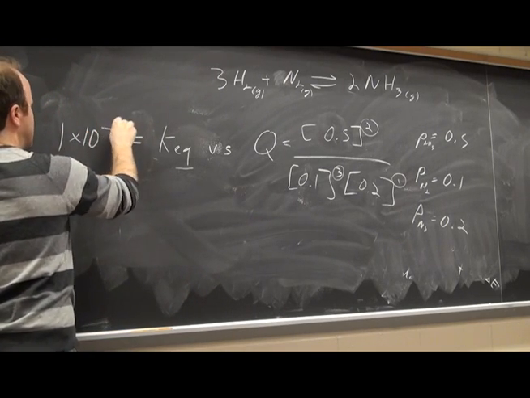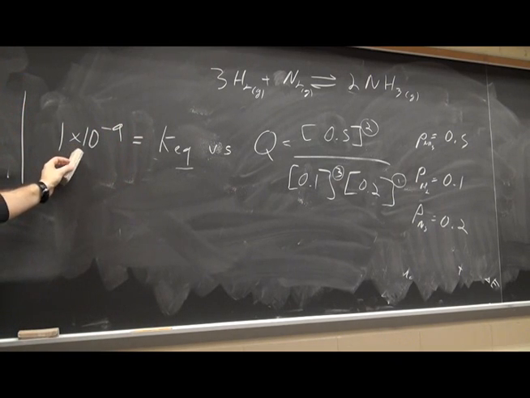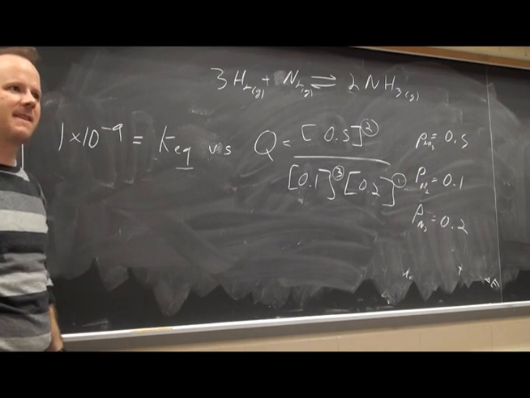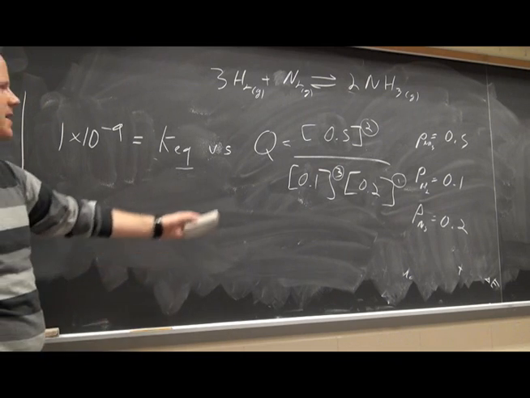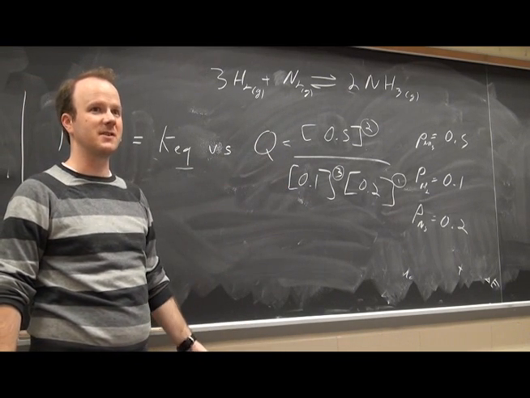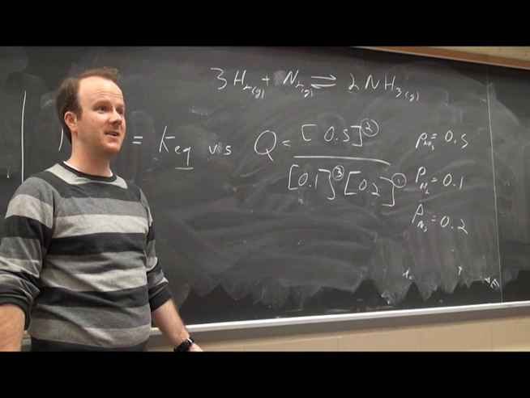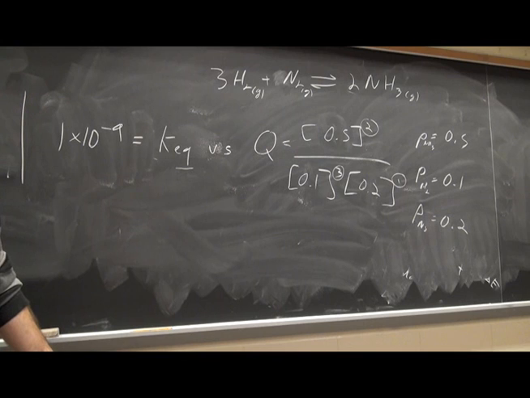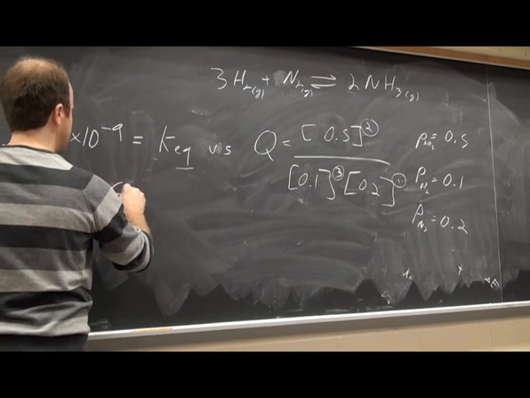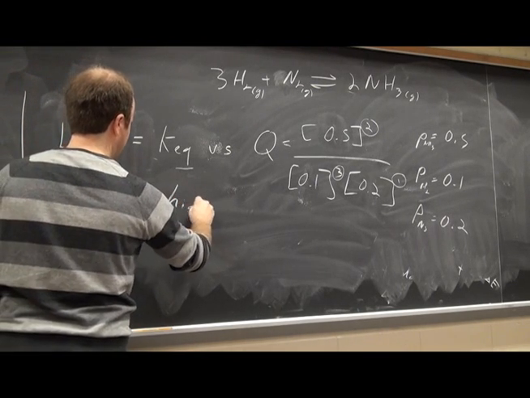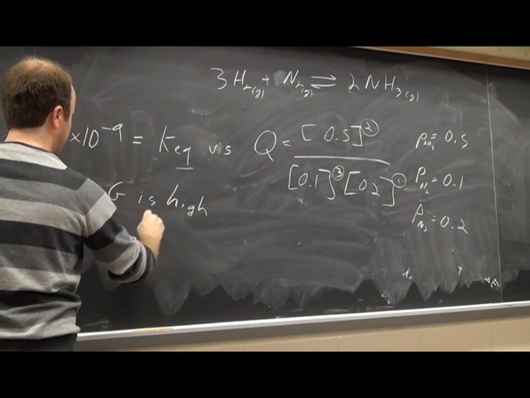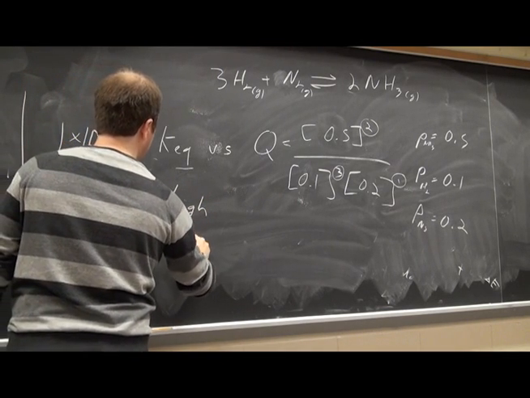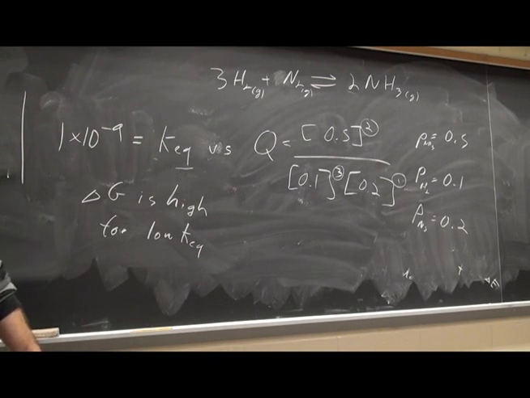1 times 10 to the minus 9, what does this equilibrium constant tell us? How many products are we forming under these conditions? Very few, right? What's the delta G going to be for that equilibrium constant? High. High positive number, right? Delta G is high for low KEQ. How do we know that mathematically?